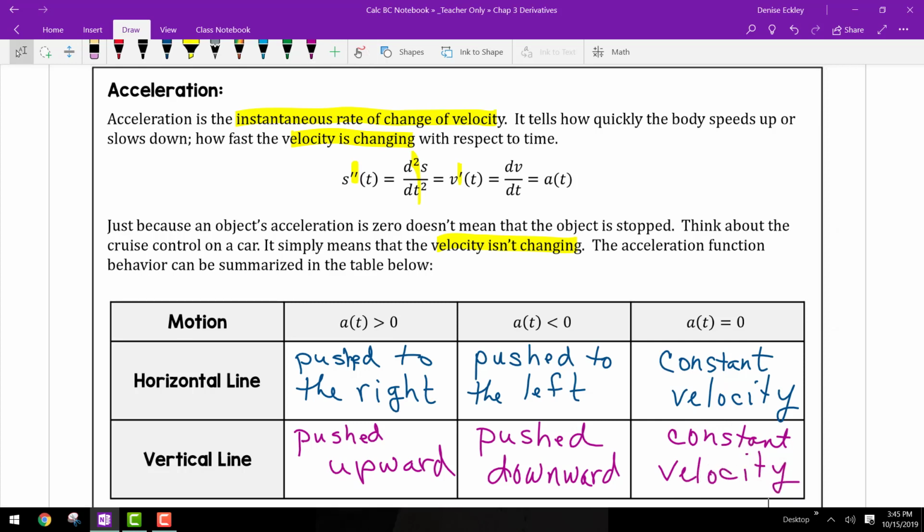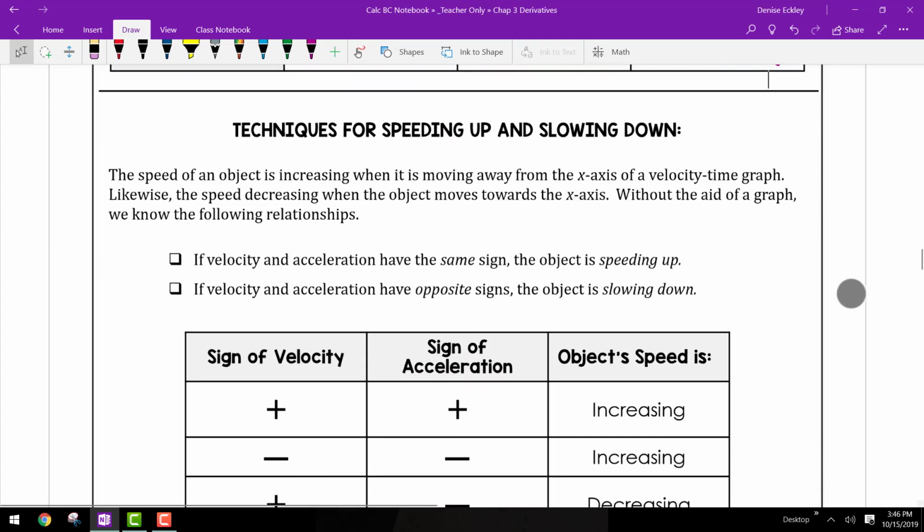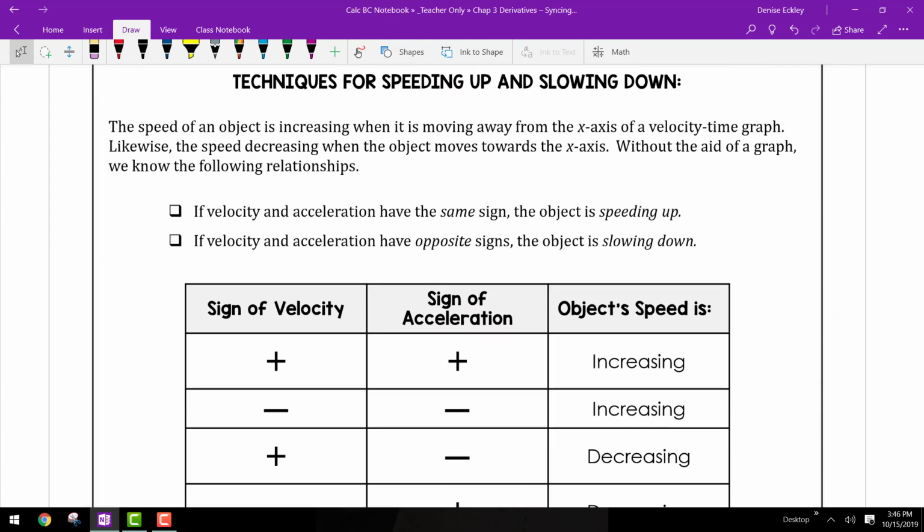Okay, so one thing to remember, and this is pretty important, because we're going to have a lot of questions going forward about looking at the velocity graph or the acceleration graph. Is the object speeding up, slowing down? What direction is it headed? And eventually, what is the final position? We're going to do one of those problems in a little bit. So I just want to go through this.